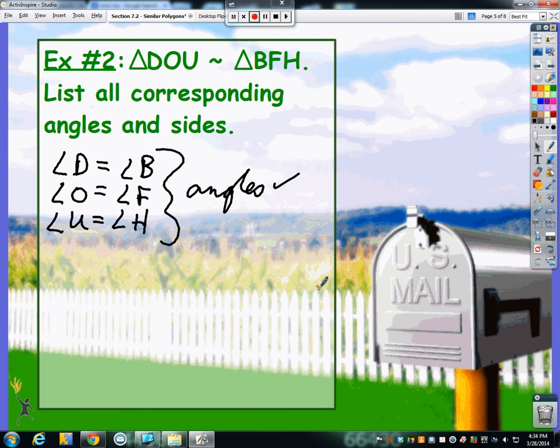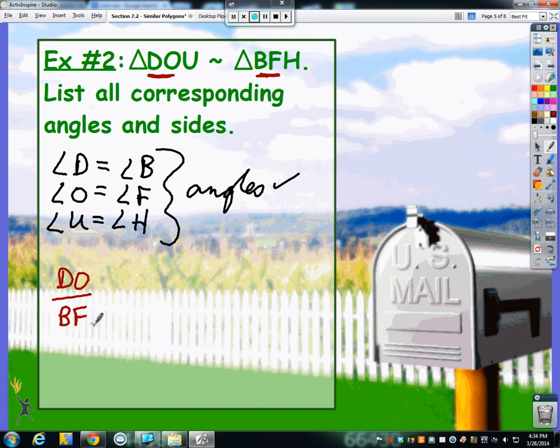Now the sides, if you think, oh, I don't have a picture, how do I know sides going on? Well, DO would be a side. So DO, notice I used the first 2 letters. So if I went and used the first 2 letters over here, that would be side BF. Now, it's not true that DO is equal to BF, but that they make up a common ratio.